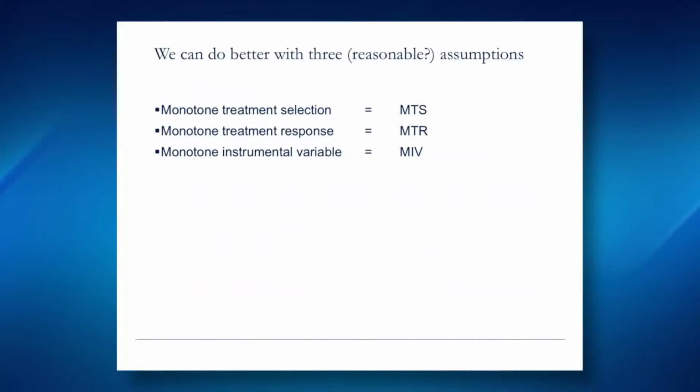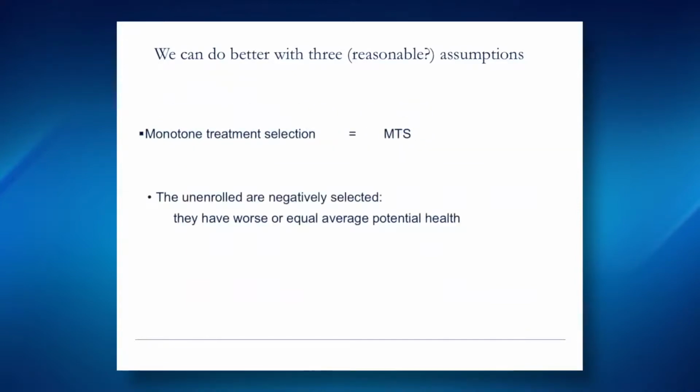So the first one, and of course because this was in the econ literature, they came up with ridiculously complicated ways of saying what the term is, but it's actually quite straightforward. The first assumption is monotone treatment selection. What this basically means is: what is the direction of your selection bias? We had really good evidence from ethnography that the people who are getting unenrolled from this particular program are negatively selected, meaning that they're either on average just as well off as the enrolled or worse off.